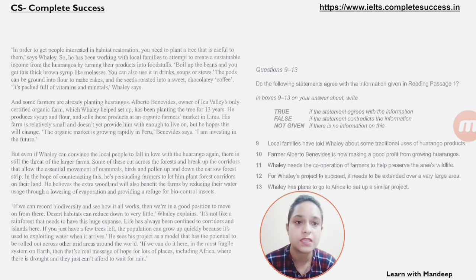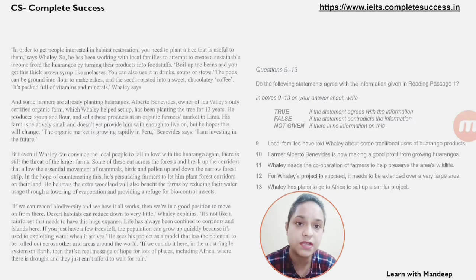So this is the sequence of how to get the answers. Like the 10th, Alberto Benavides, the name is given at the start, in the first line, but as I have analyzed, you will get the answer in the last part. But to make you sure, I will read the full text to help you understand how you need to find the answers so as to save time. Like, farmer Alberto Benavides is now making a good profit from growing Hirangos. We have to check whether he is making a profit or not.